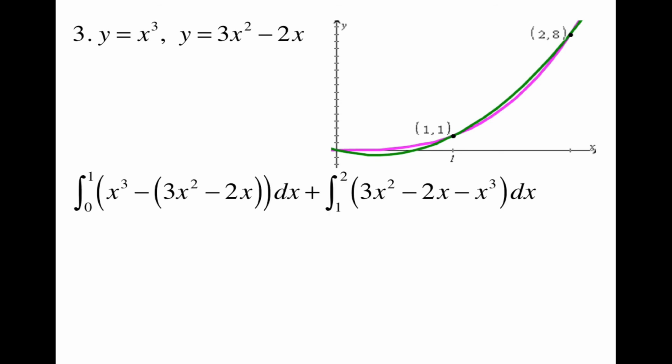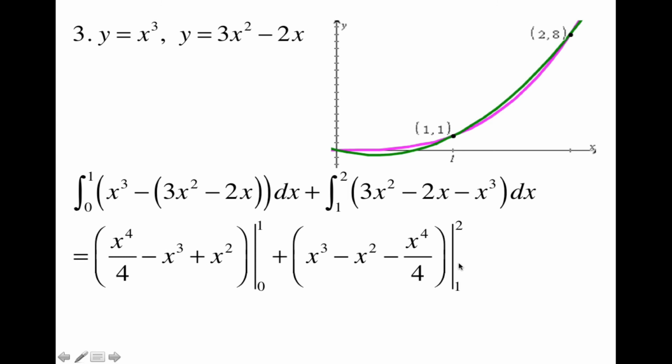So I'm going to integrate from 0 to 1. My top curve is the x cubed. My bottom curve is the 3x squared minus 2x, so I'm subtracting it. Notice you want to put parentheses around that whole thing so that you can distribute that negative and not lose a negative. Then you're going to add the integral from 1 to 2, but this time the top curve is the 3x squared minus 2x minus the bottom curve, which is x cubed. So now you're going to go ahead and integrate. Then you're going to have to evaluate for each one. And then after doing some simplifying, you're going to get an area of 0.